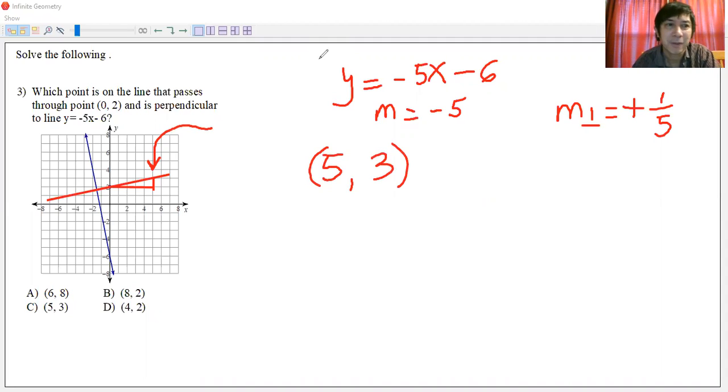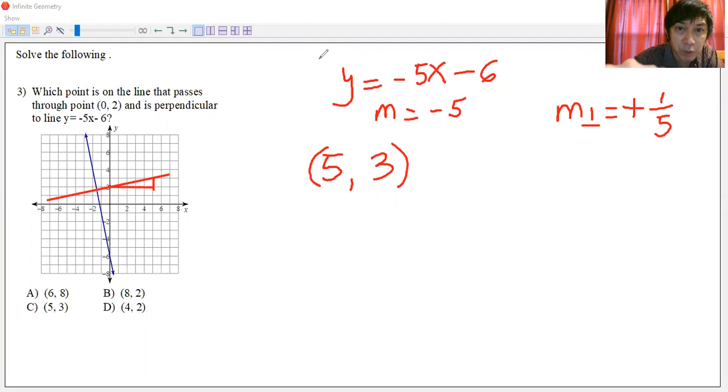There, okay? Because the question is, which point is on the line that passes through 0, 2 and is perpendicular to y equals negative 5x minus 6. So this is a graphical solution where we try to draw a perpendicular line to the blue line and then observe the points which can be made to pass through this line. If you're going to locate one by one, you can try it also.